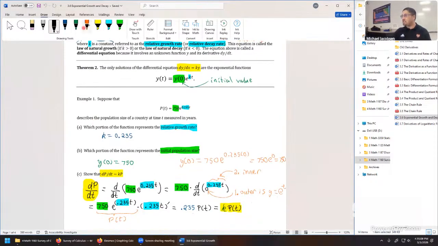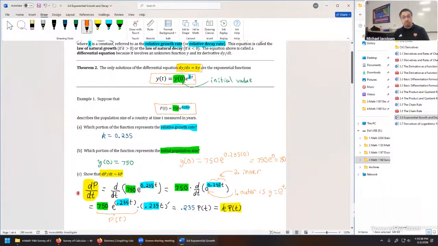Okay, so what I was trying to circle was this equation right here is essentially the same as this one that we see down in theorem 2. We just plugged in the initial value and the relative growth rate to make it more concrete. So we said K was the growth rate, Y at 0 is the initial population size. The major thing we want to connect is this differential equation right here with the provided solution.